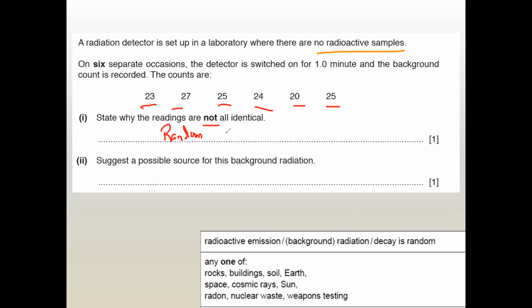That's why we don't have a fixed number. It can be a bit more, a bit less. And suggest a possible source of background. So what could be a source? You can mention rocks, buildings, earth, cosmic radiation, nuclear waste, or maybe radon gas.